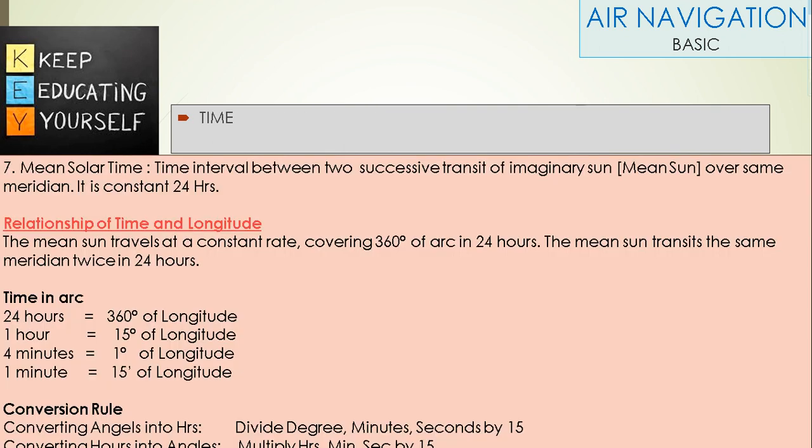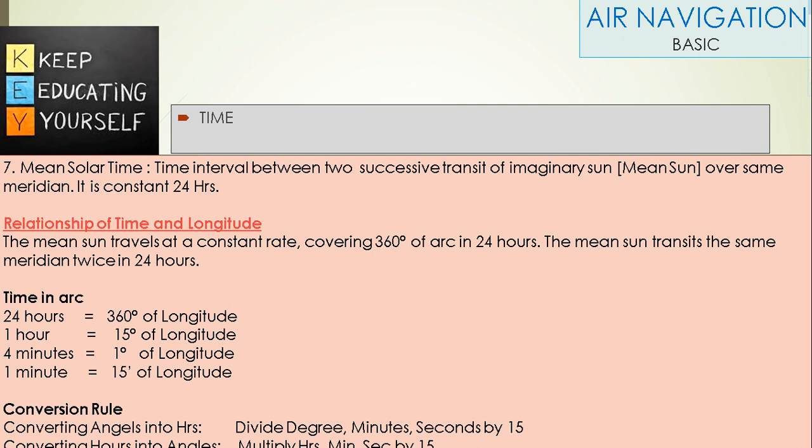Mean solar time: the time interval between two successive transits of the imaginary sun over the same meridian. It is a constant 24 hours for theoretical purposes. So, the relationship of time and longitude. The mean sun travels at a constant rate covering 360 degrees of arc in 24 hours. The mean sun transits the same meridian once in 24 hours. So time in arc: 24 hours is equal to 360 degrees of longitude. 1 hour is equal to 15 degrees of longitude. This we have already explained.